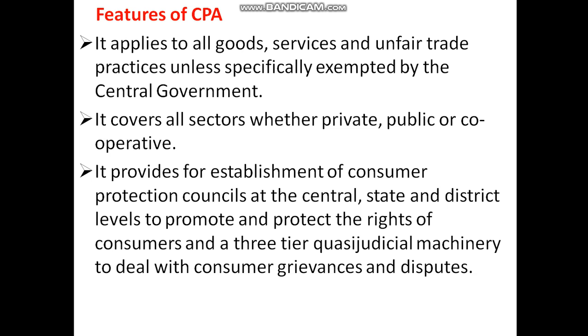It provides for the establishment of consumer protection councils at the central, state, and district levels to promote and protect the rights of the consumers, and a three-tier quasi-judicial machinery. The three-tier quasi-judicial machinery is the consumer court for redressal. Redressal means compensation.